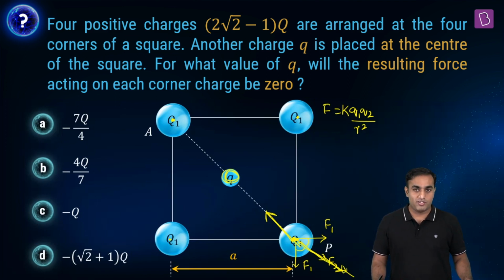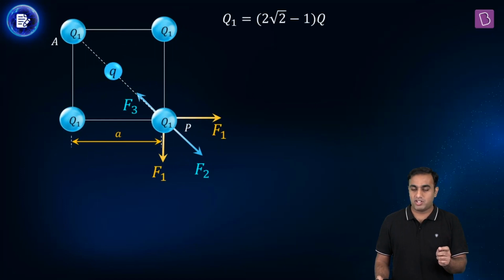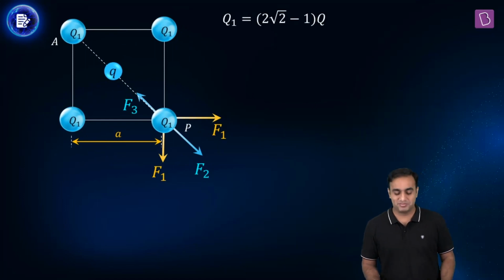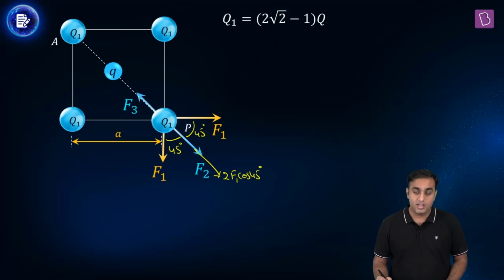Applying Newton's second law, for this force balance condition, we can obtain the magnitude of small q in terms of capital Q. Let's do that. Here is the diagram once again. You know that this is 45 degree and this is 45 degree as well. So, the resultant will be in this direction. How much is it? 2 times F1 cos 45 degree. And there is already F2 in this direction anyway. Now, what is F3? It's a force of attraction between small q and capital Q1.